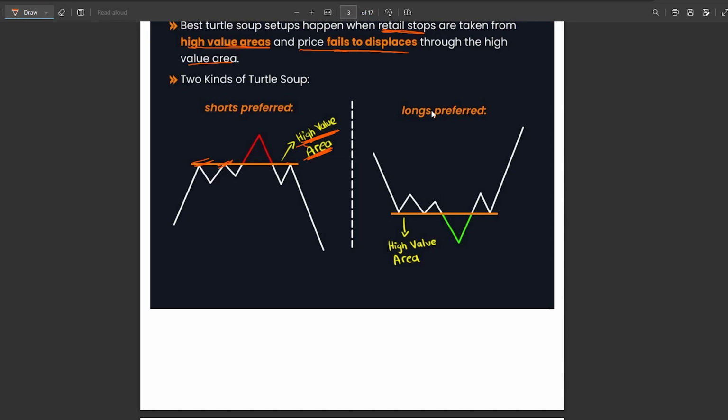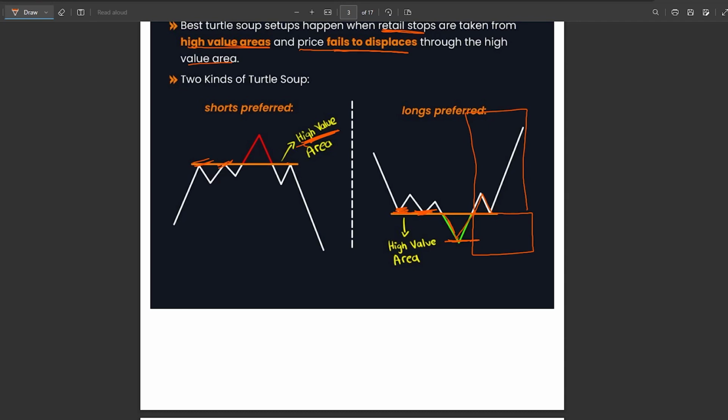So now let's see what is a bullish turtle soup. In a bullish turtle soup pattern, price regularly taps the high value area, then takes out these stops of the retail. These stops of the retail were taken out by this purge or turtle soup or liquidity sweep, and price closed back above. So price took out the retail stops here with this green line and then closed back above this high value area. This indicated to us that price failed to displace through this high value area and also took these retail stops. So this would be a potential long here, with the entry here and a stop loss down below and targeting above highs.